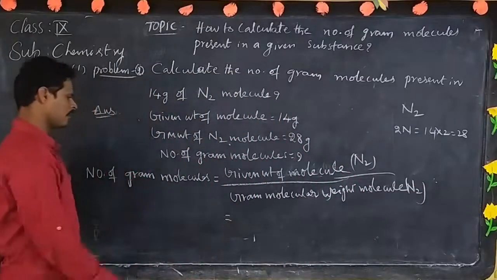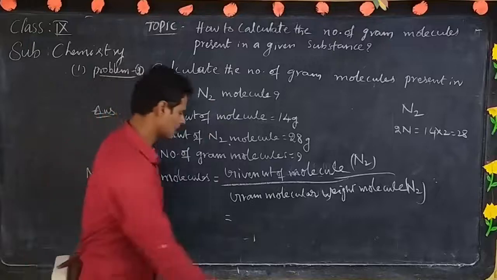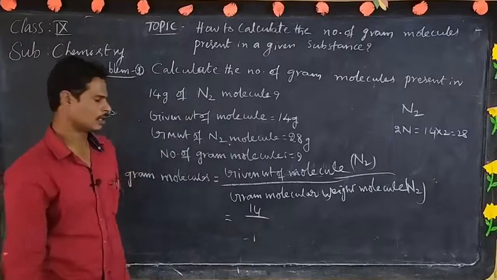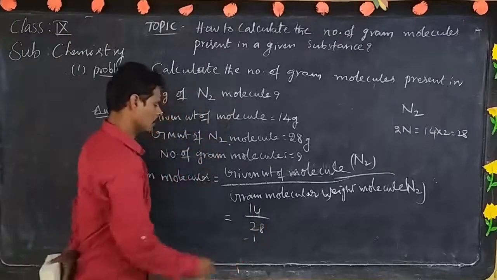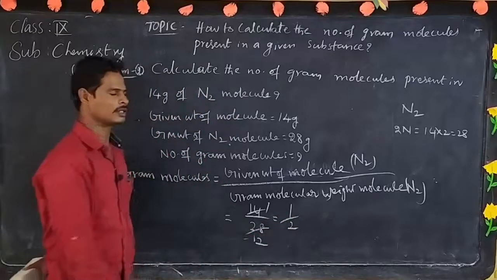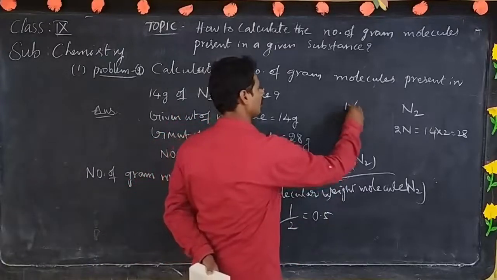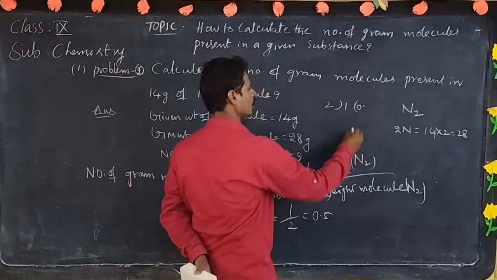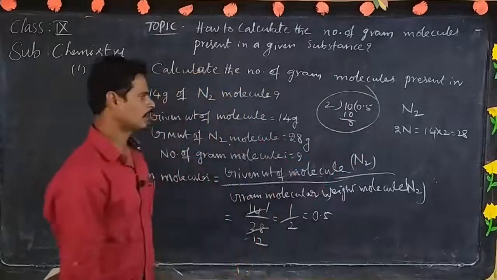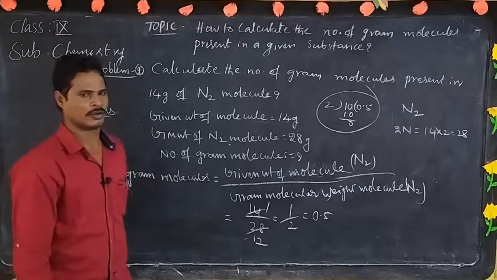Now, number of gram molecules equal to, apply these values in the formula. Given weight of molecule equal to 14 by gram molecular weight of nitrogen molecule equal to 28. So now 14 ones are 14, 14 twos are 28. So 1 by 2. What is the value of 1 by 2? Equal to 0.5. How should we write it? Is 1 divided by 2 possible? No, that's why take decimal. 1 by 2 value equal to 0.5. So number of gram molecules equal to 0.5.